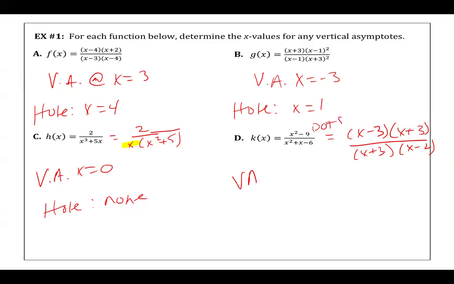So with that being said, where's my vertical asymptote, if there is one? My vertical asymptote is at x equals 2, because that's what will be left in the denominator, right?